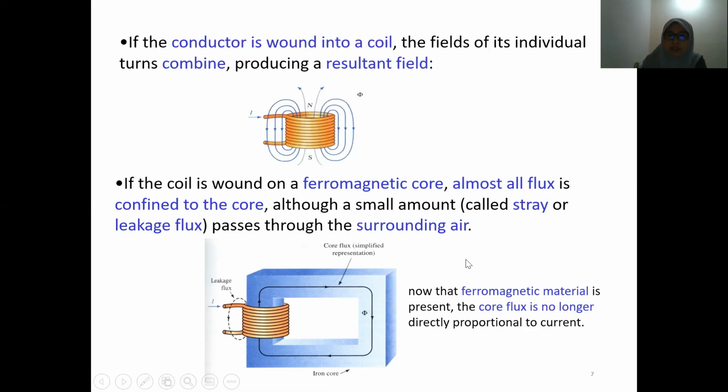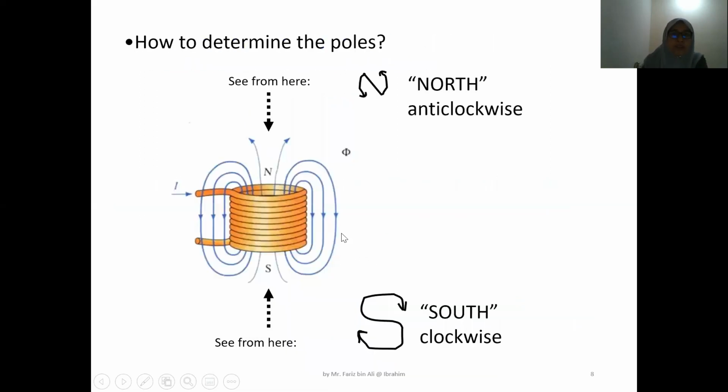Now that the ferromagnetic material is present, the core flux is no longer directly proportional to the current. So how do we determine the poles? If you see here from the upper side, the direction of the arrow is down at this side, and then it goes up on this side.